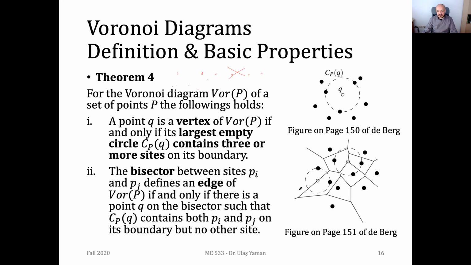It's about the bisector or the edges. If a point is on the bisector, and you have such a circle and this circle has just two sites on the boundary, then we can say that it's part of the Voronoi edge. But if it has three of them, then we say that it's a vertex. If the largest circle around this point has just two sites, then we say that it's one of the edges of the Voronoi diagram.